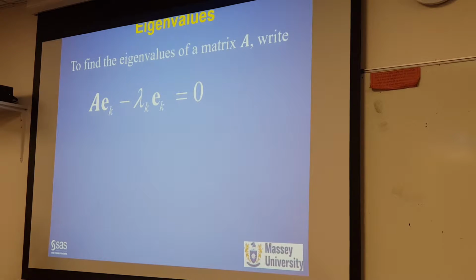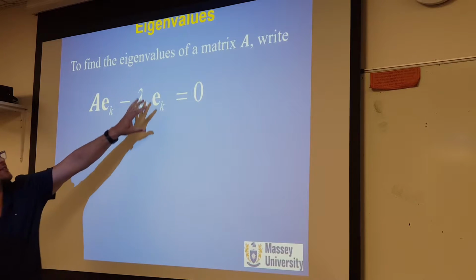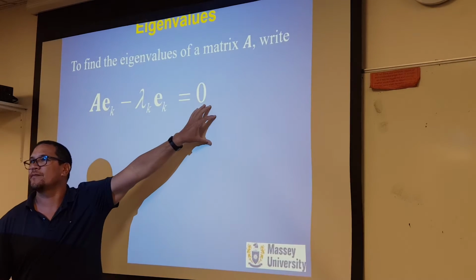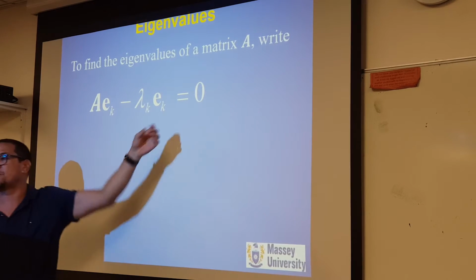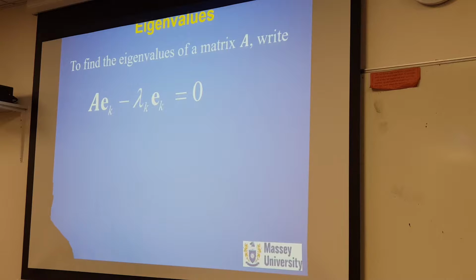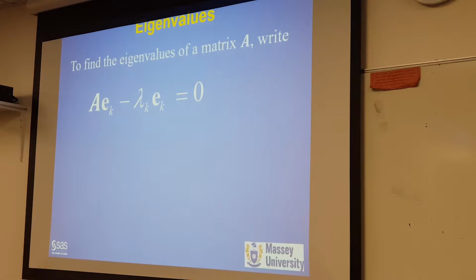Right, so to find the eigenvalues, if A times the eigenvector is equal to lambda times the eigenvector, then if I just subtract this from this, I'll get 0, right? Because these two things are the same. So this minus that is going to equal 0. So this is an equation I can use to try and find the actual eigenvector, what e sub k is. I just call it eigenvector, sorry.